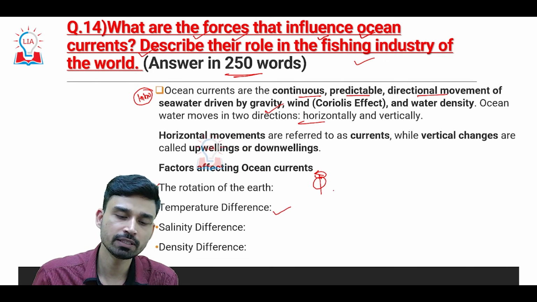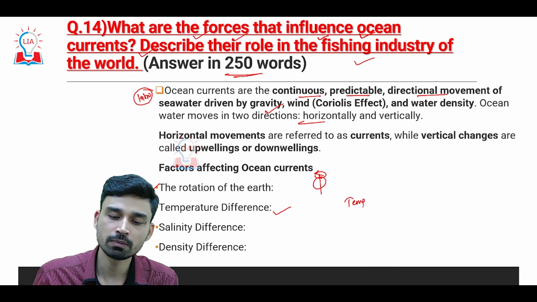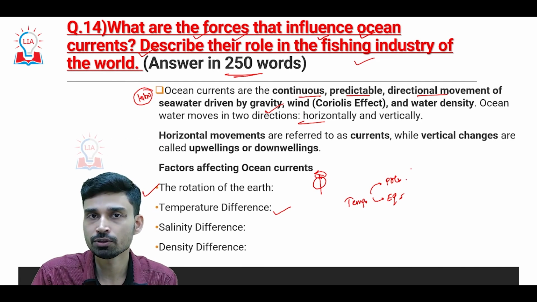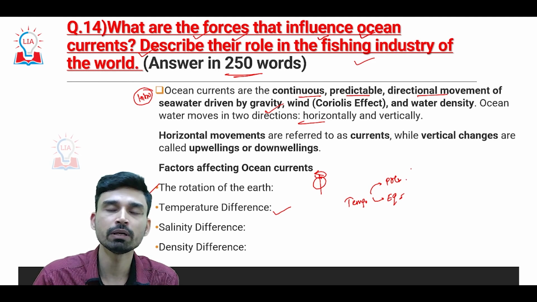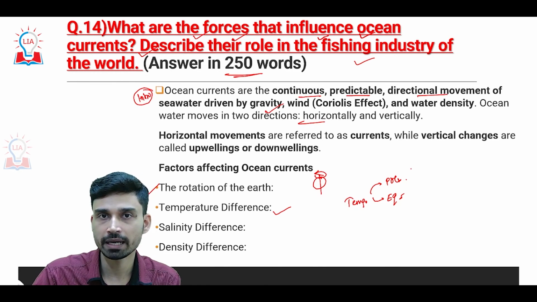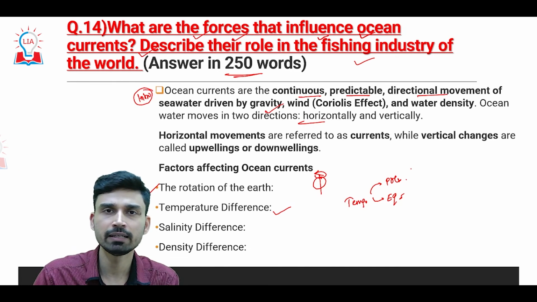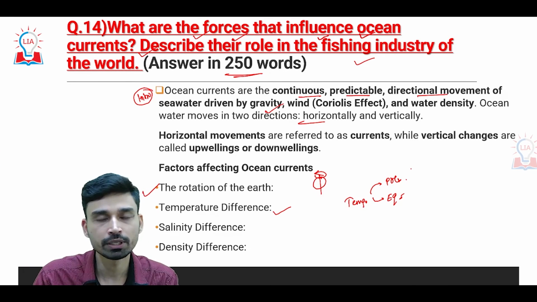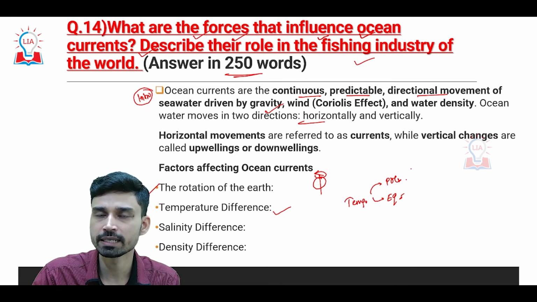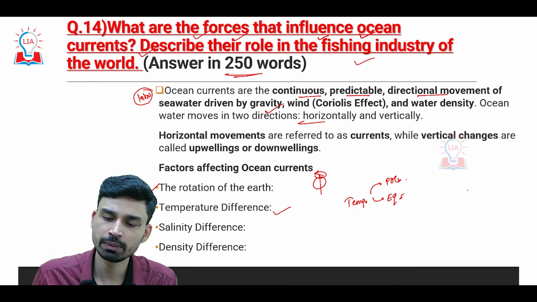Second is the temperature difference. As you know, the temperature of some places, like for example the equatorial region, is higher while the temperature of some places such as the polar region is lower. So due to this temperature difference, the area where the temperature is higher, water becomes warm. As the water becomes warm, it expands, and as it expands it becomes lighter, and as the water becomes lighter it rises up on the surface. On the other hand, in the polar areas where the water temperature is very cold, water becomes denser, and as the water becomes denser it becomes heavier and starts to sink toward the bottom.